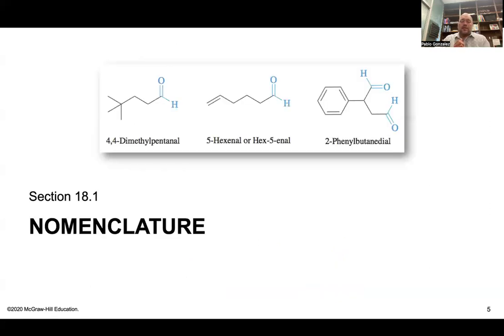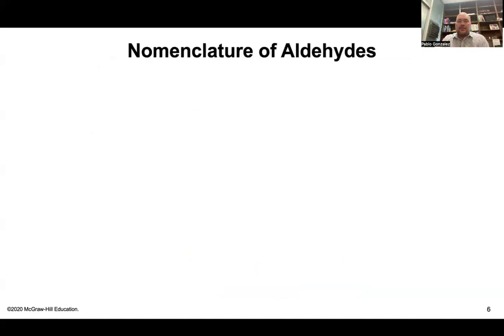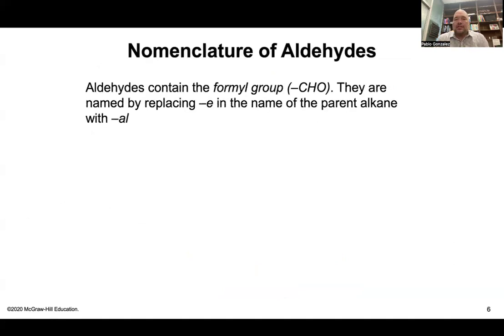Let's talk about the nomenclature of aldehydes and ketones. Aldehydes contain the formyl group, which is the carbon double bond oxygen and hydrogen. That part is known as the formyl group. They are named by replacing the e of the alkane with al, so it's going to be known as an alkanal. Methane becomes methanal, propane becomes propanal, butane becomes butanal. So the al is added and replaces the e of the hydrocarbon.